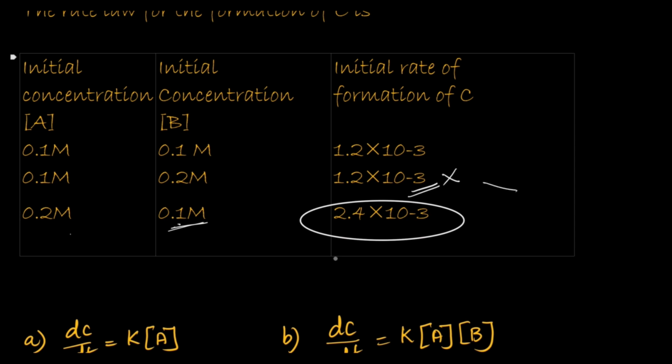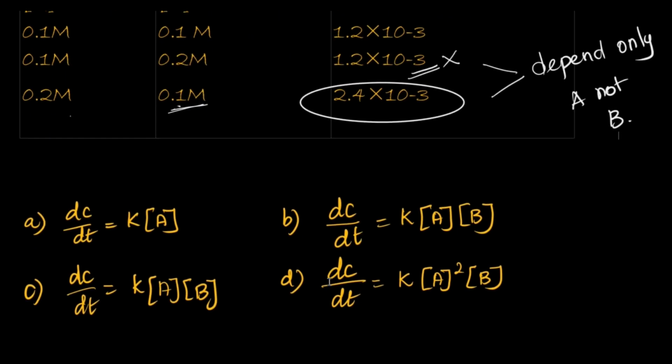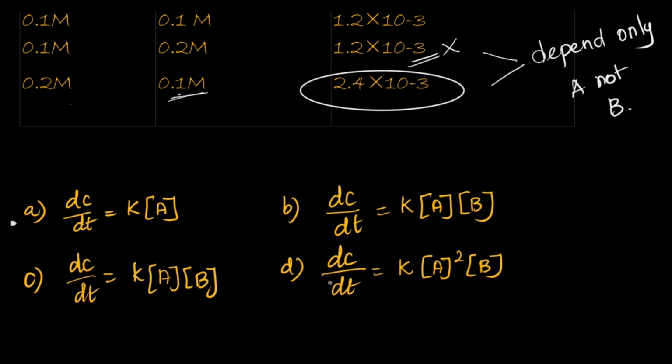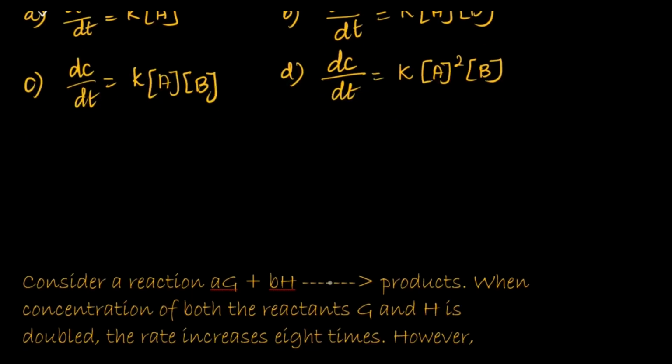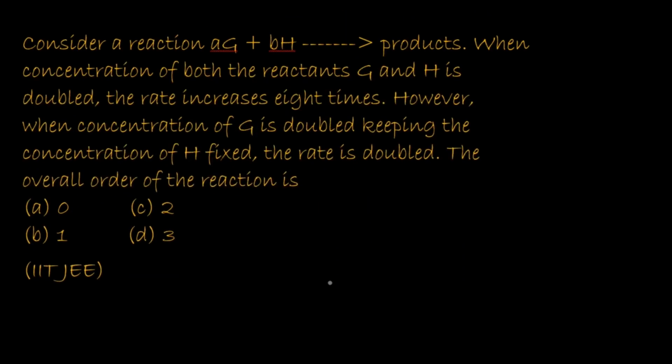Which clearly says that it is dependent only on A, not B. So what would be the answer to this question? Which option does not have B? The correct option is A. This kind of simple questions and numericals will be asked in this chapter, so this chapter will give you free marks.